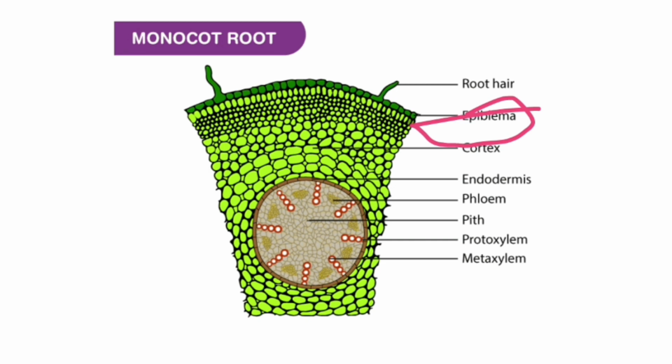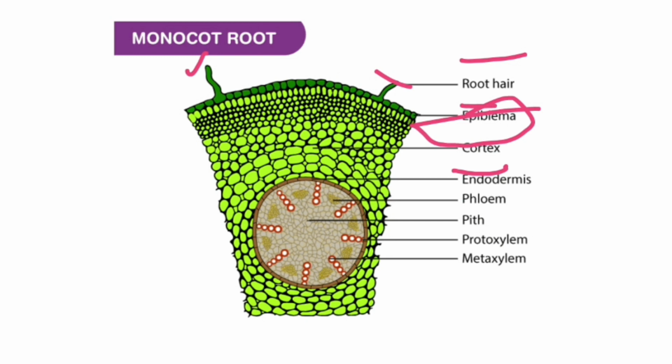It is made up of thin-walled parenchymatous cells, and due to the presence of root hairs, this layer is known as piliferous layer or epiblemma or rhizodermis. The root hairs are unicellular and unbranched. And in case of monocot root, both epidermis and root hairs are devoid of cuticle.